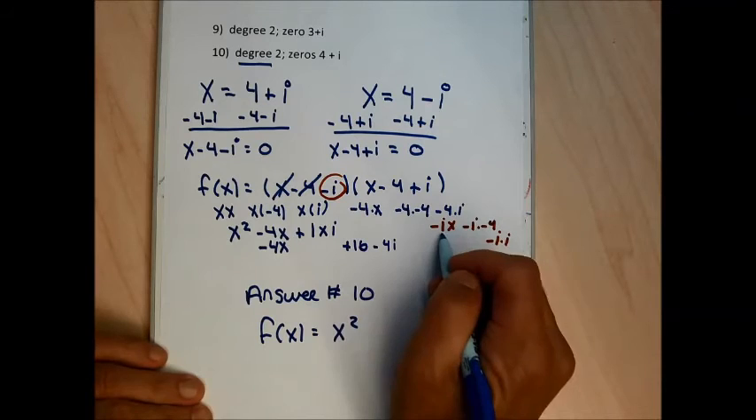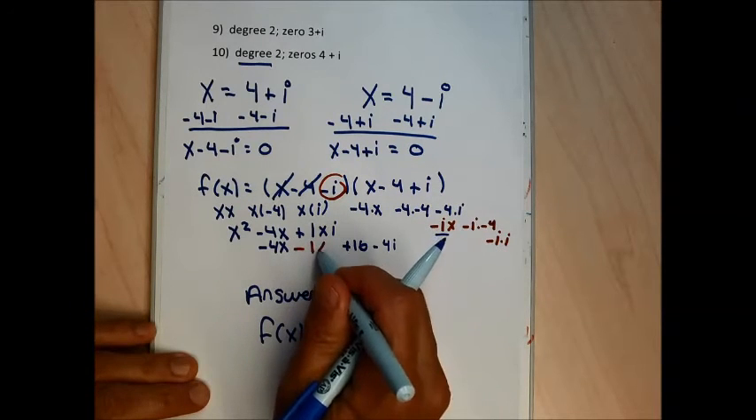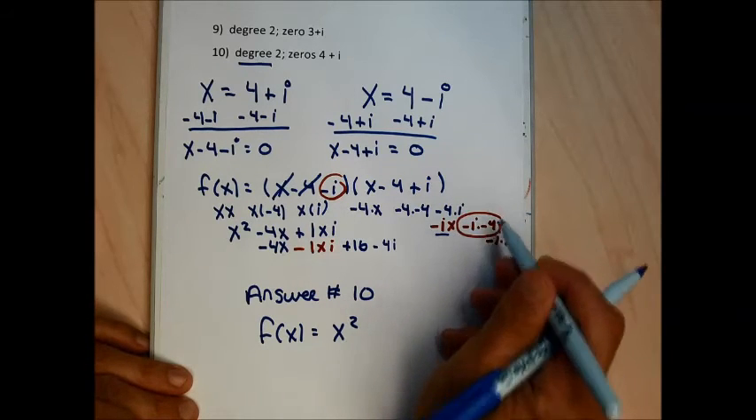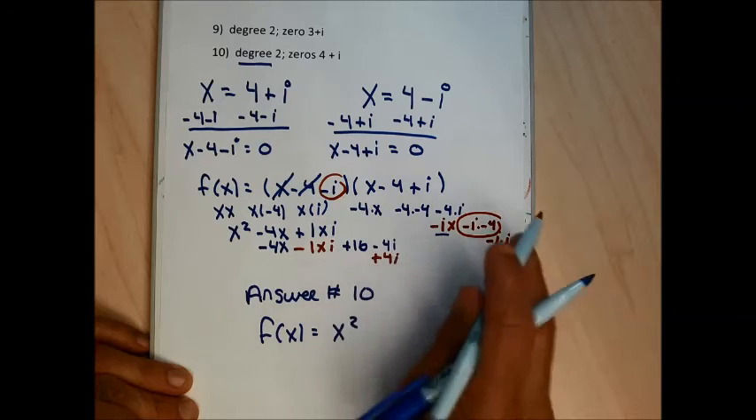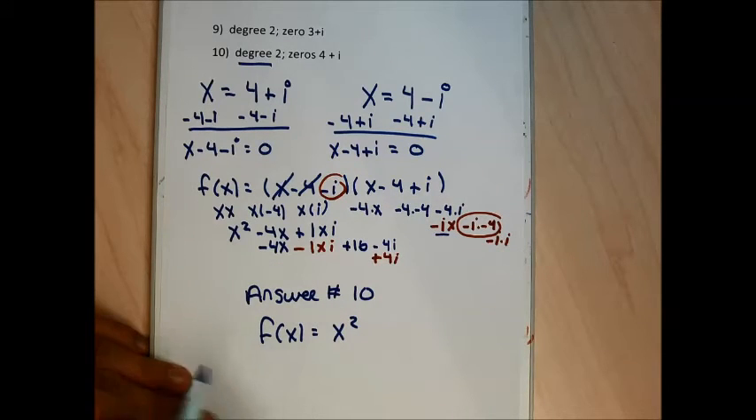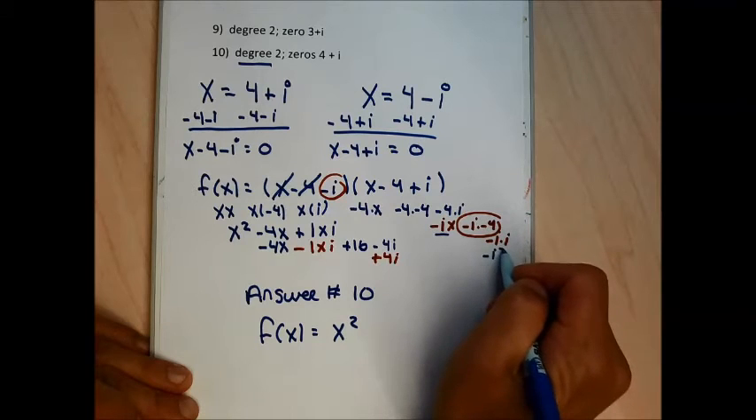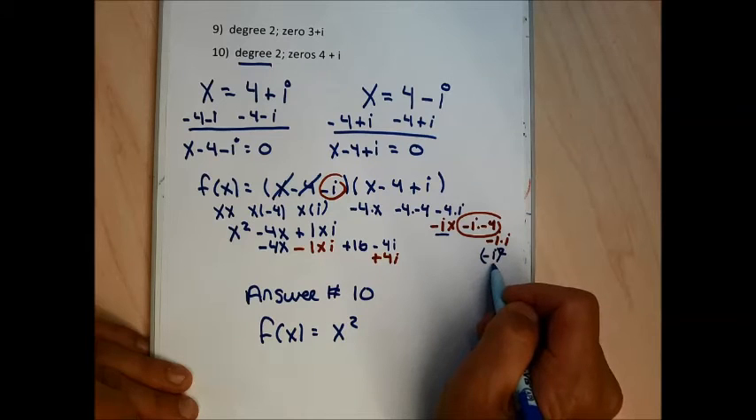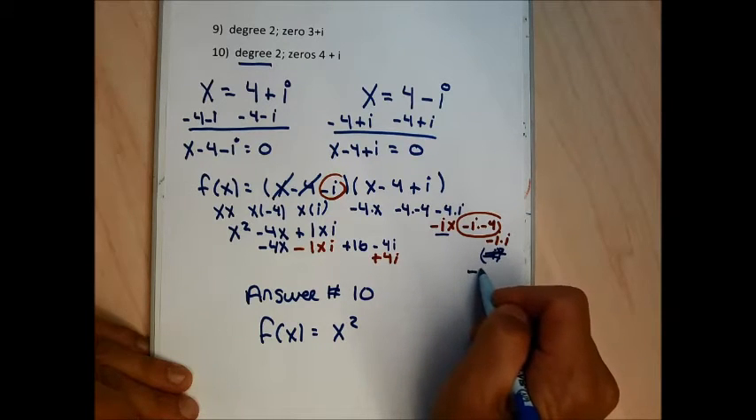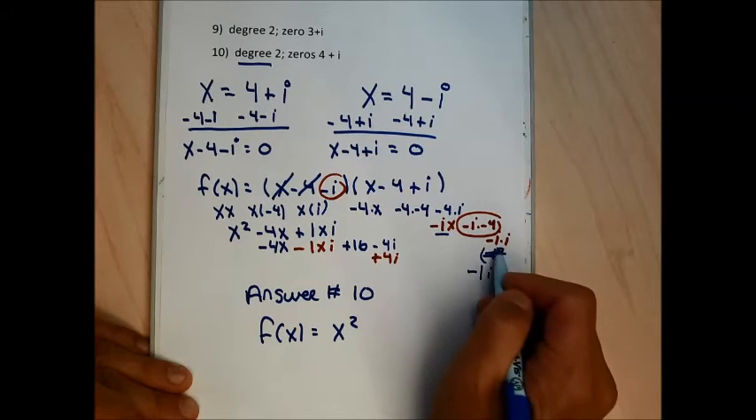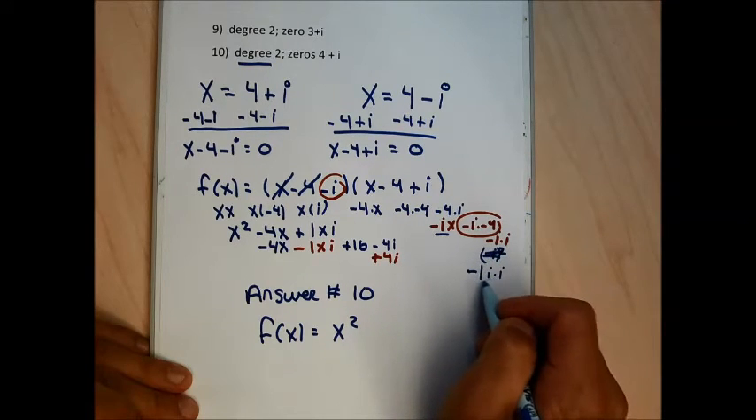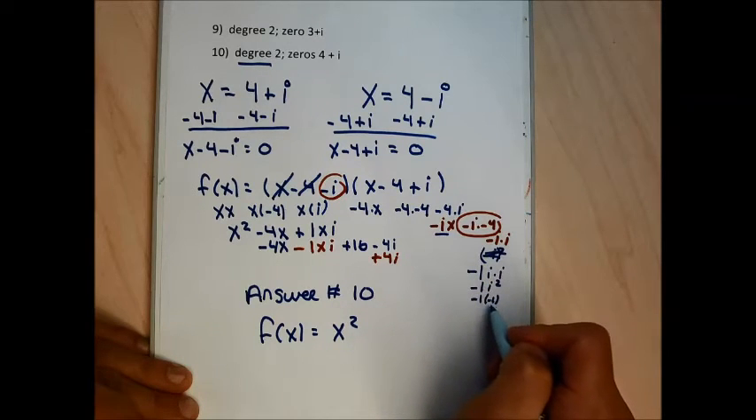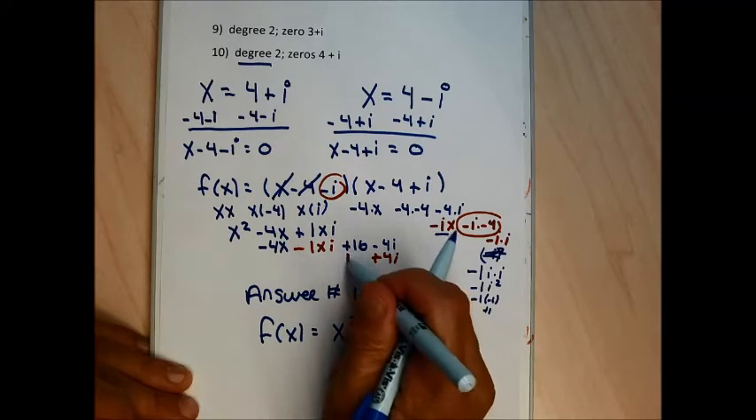Minus i times x is going to be minus 1xi. I'm going to write it right under that plus 1xi for it to cancel. The minus i times minus 4 is going to be plus 4i. I'm going to write it under that minus 4i for it to cancel. And the minus i times i is minus i squared. This is really minus 1 times i, if I want to think of it like that. The minus i is minus 1i. This comes out to minus 1 times i squared, which is minus 1 times minus 1, which is plus 1. And I'm going to write that under the 16.